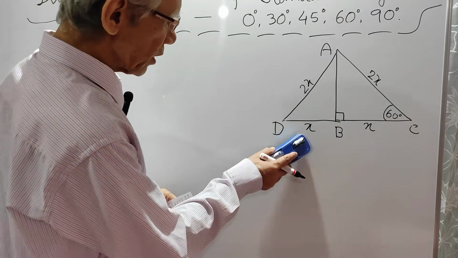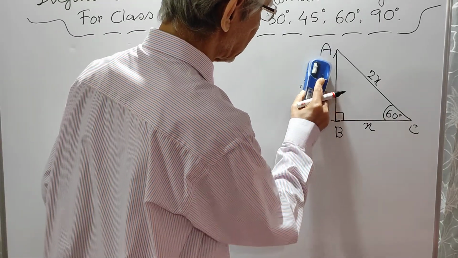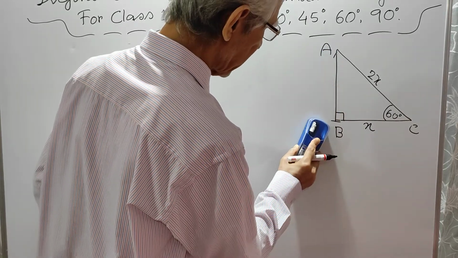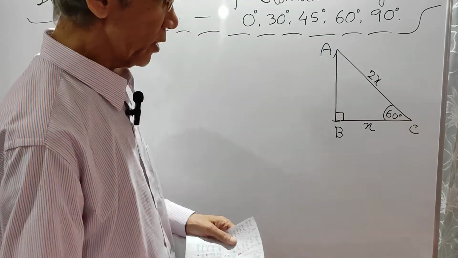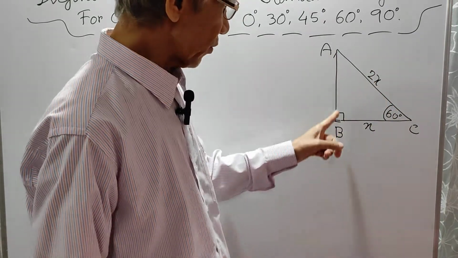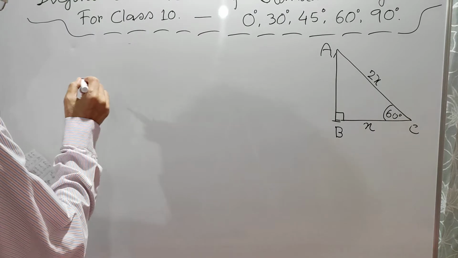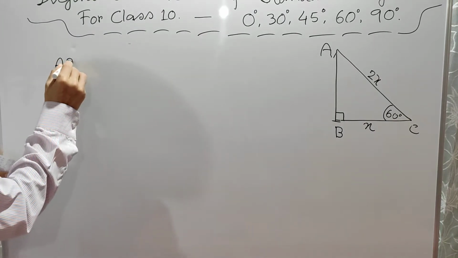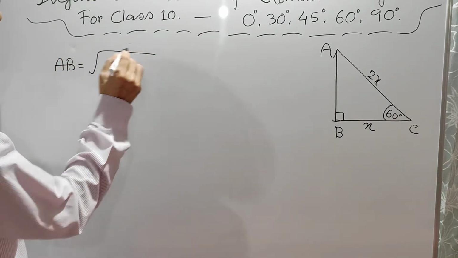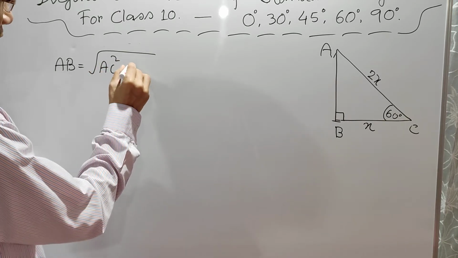Now, this part we can safely forget. So, let us now forget this part. So, we took the help of an equilateral triangle and found the measure of BC which is x and AC which is twice x. Now, let us find out AB. Now, using Pythagoras theorem, what is AB? AB is the square root of AC square minus BC square.